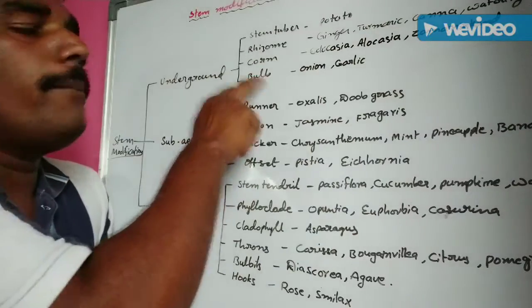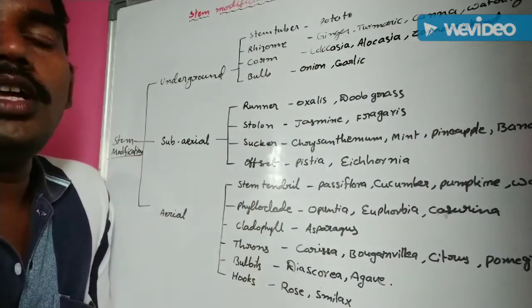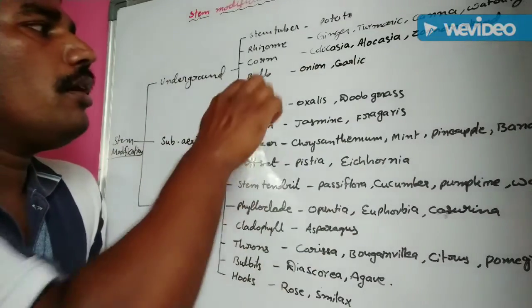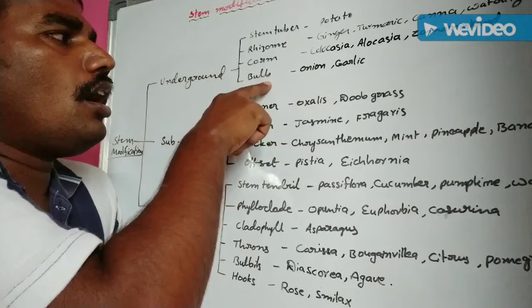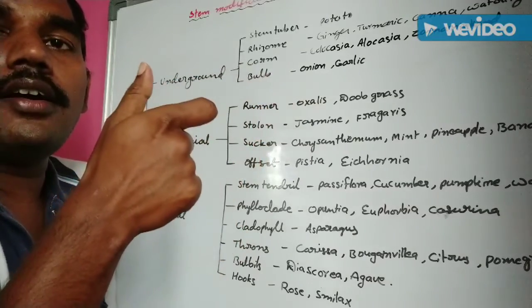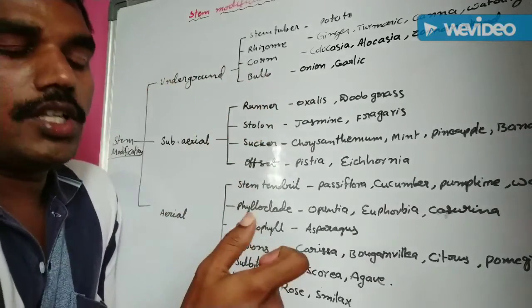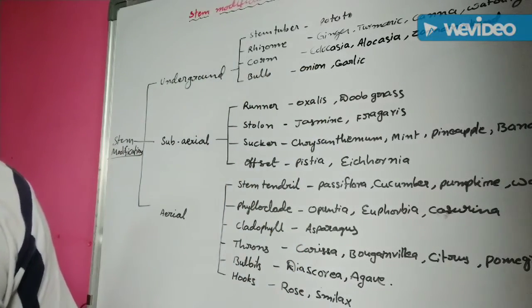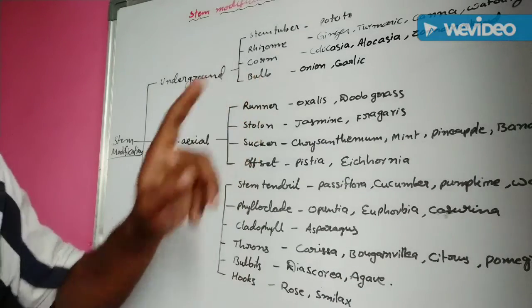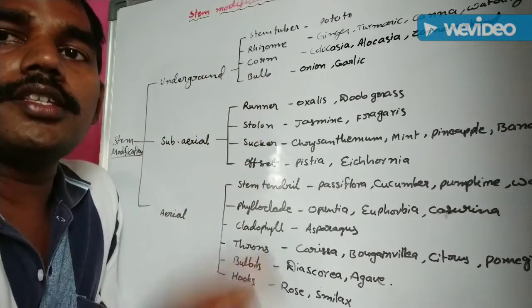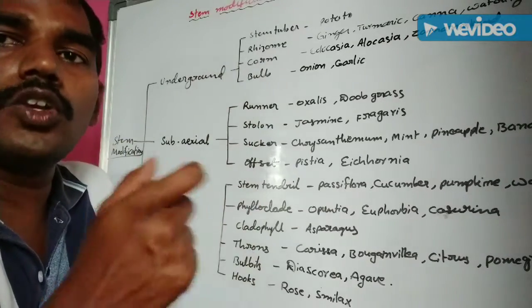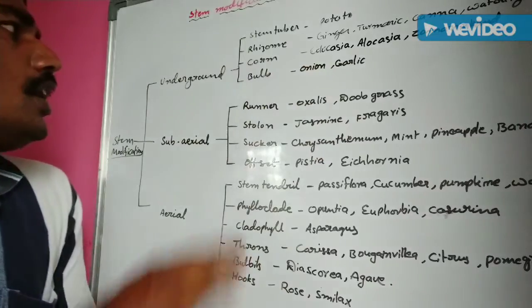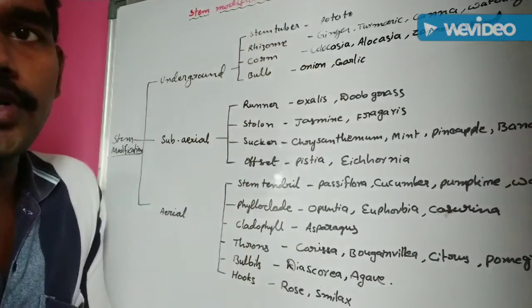Next one, bulb. Bulb is also underground. The stem is underground, reduced, and a disc-like structure. On this disc-like structure, the stem shows some fleshy leaves, fleshy leaf bases. In the bulb, the only edible portion is the leaf bases, because food materials are accumulated there. Examples: onion and also garlic. These are the different types of underground stem modifications.